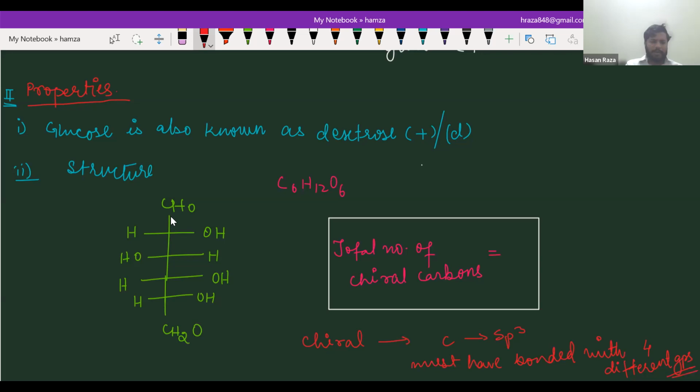So how many carbons are there? You can see carbon 1, carbon 2, then 3, then 4, then 5, and then 6. Total number of carbons is 6. Can anyone tell me how many chiral carbons are there? If you are unable to find it, just let me know. I will start explaining. Just don't waste time. If you don't have any idea what to do, and if you are still trying, just let me know that also.